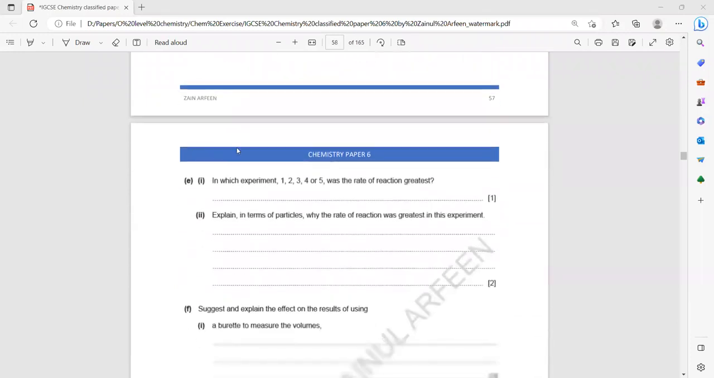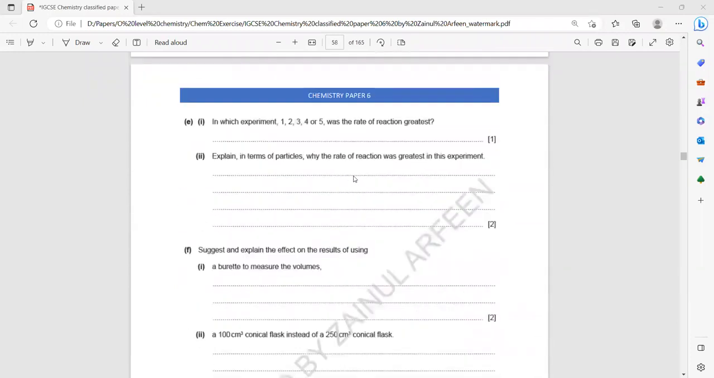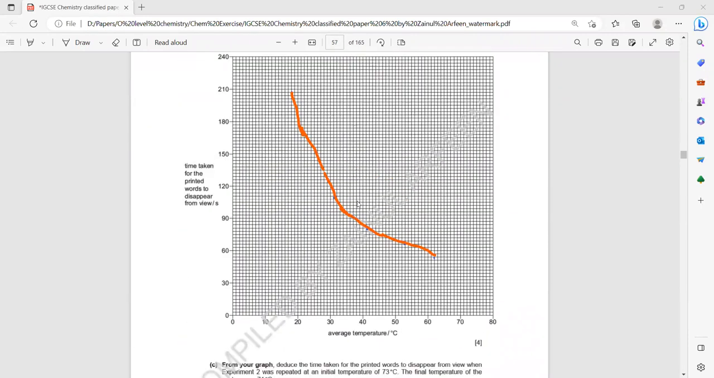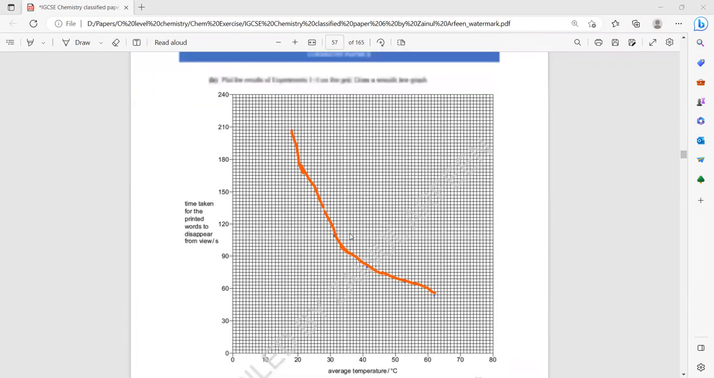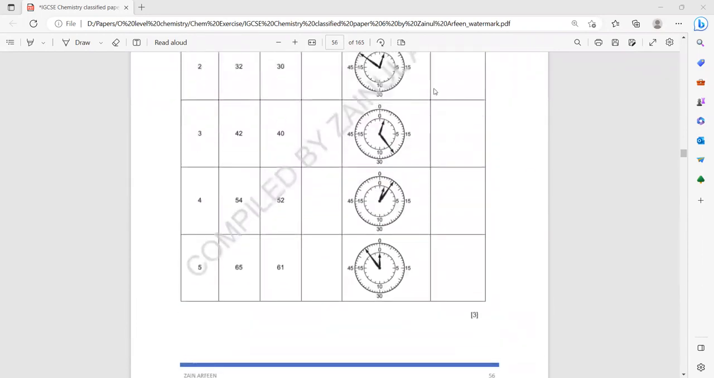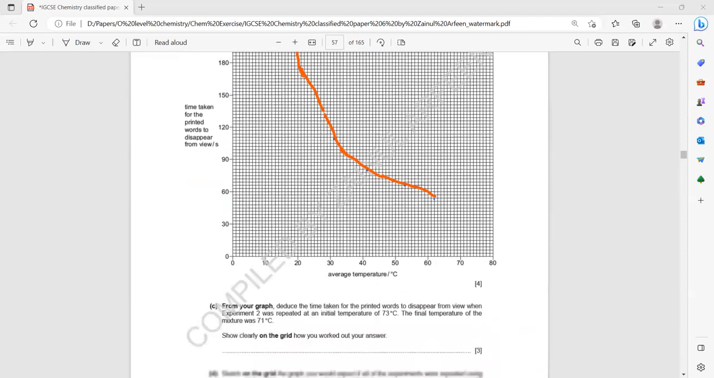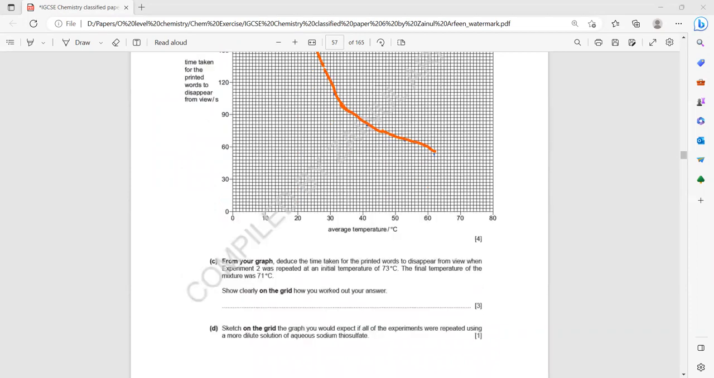Then in E1, in which experiment, 1, 2, 3, 4, was the rate greatest? So how to work out the rate was greatest? The one which is taking a shorter time. So which experiment was taking a shorter time? The last experiment, experiment 5, it was taking a short time, about 54 seconds. So it means the reaction was fast. So experiment 5.